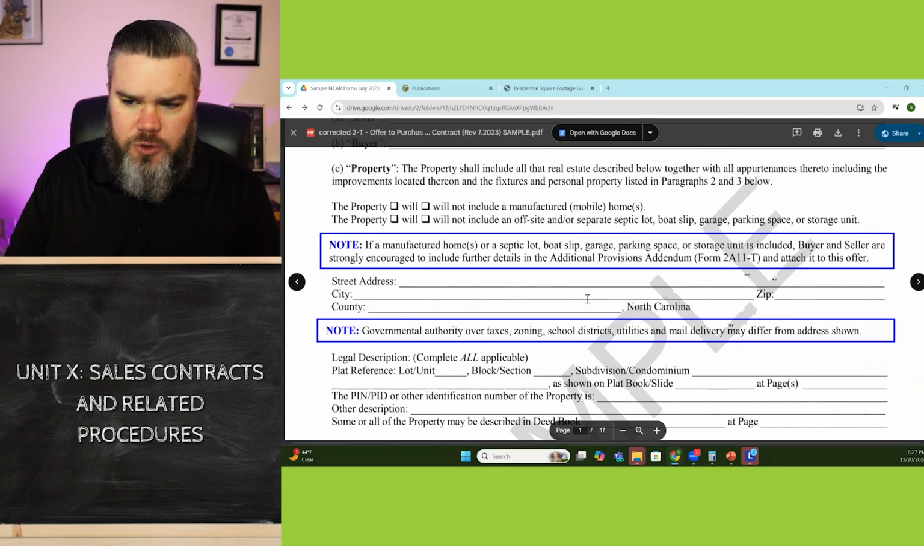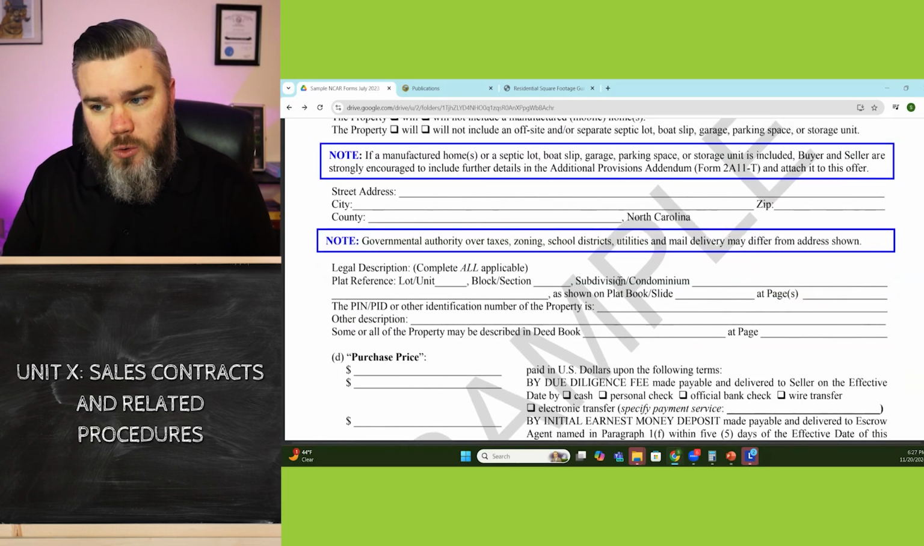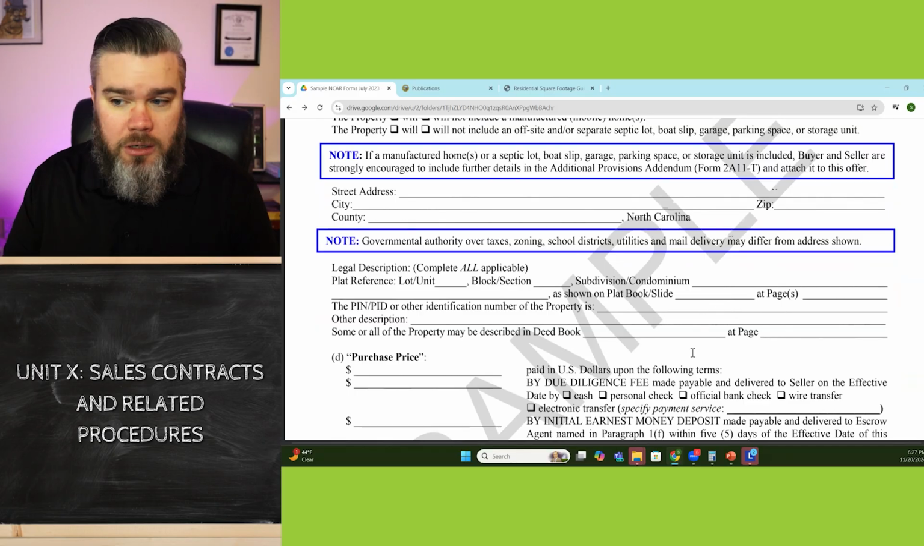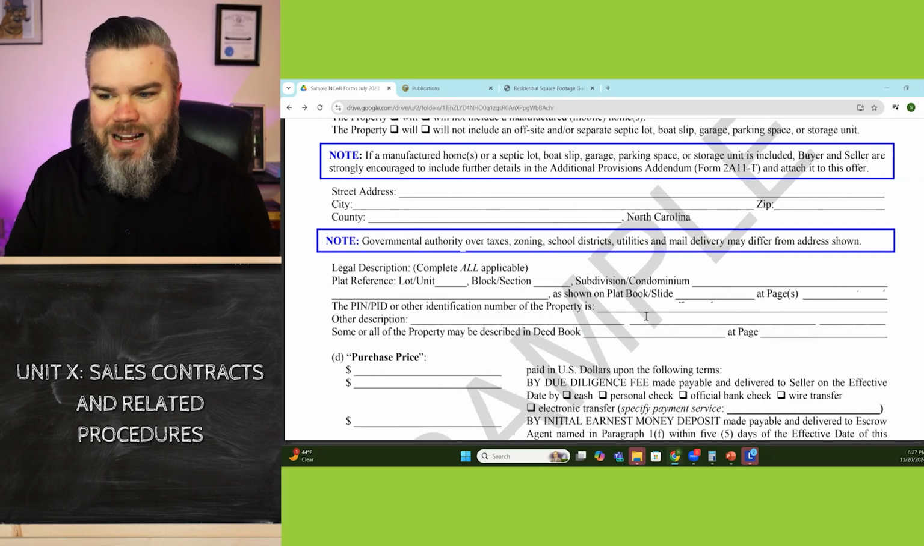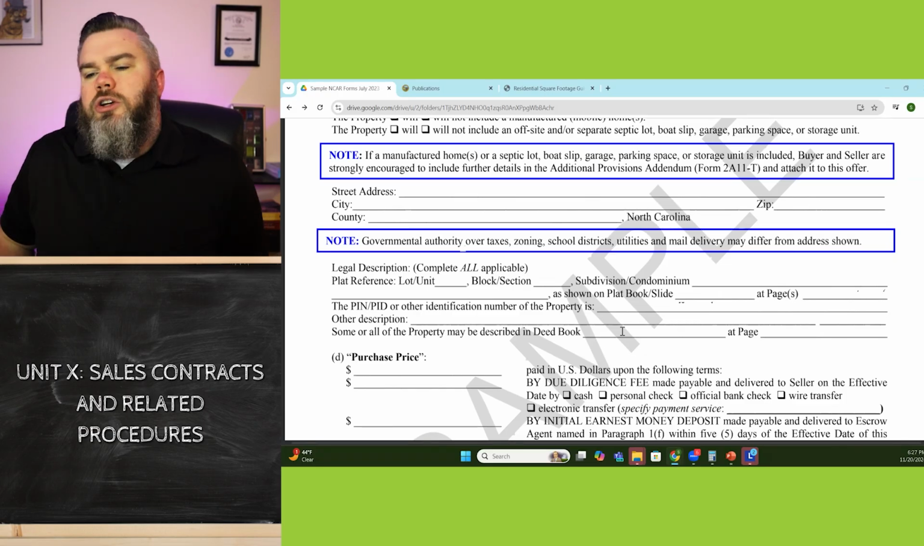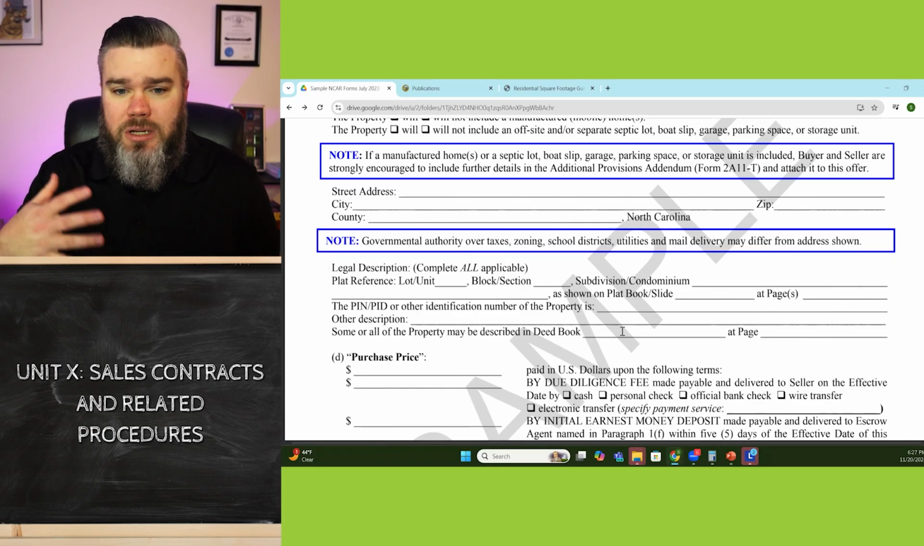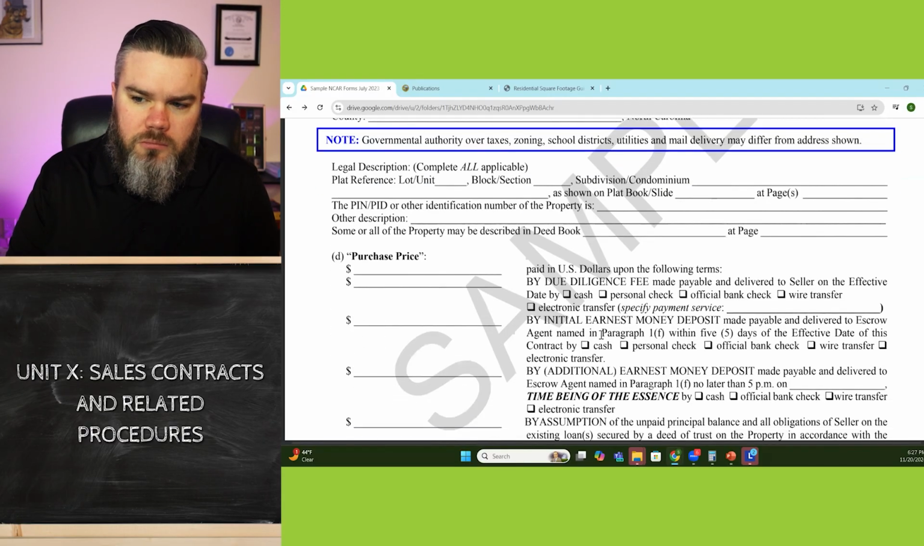Then we name the address of the property. And then, of course, we have some of those legal references too. Reference to a recorded plat, also called the lot and block method. Reference to a recorded deed, a couple of tax identifiers as well, just to make sure that there is no question about the property that we're purchasing and selling here.